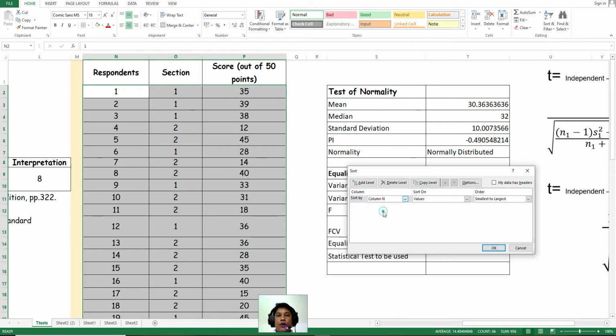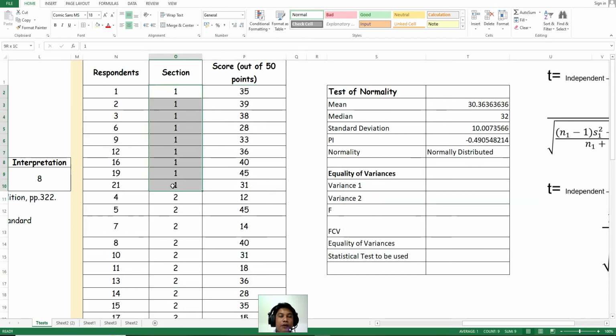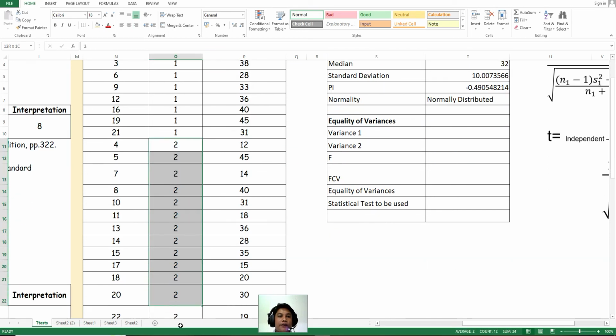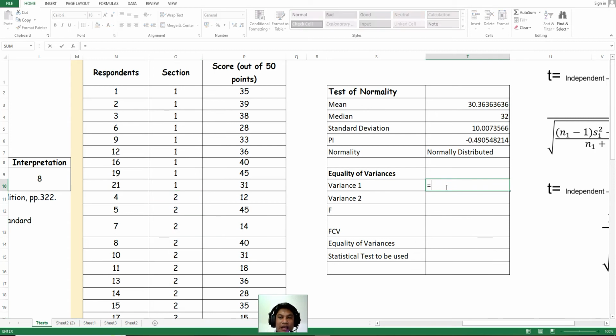So we will go to column O and sort smallest to largest. What you notice now is these are all 1, all section 1 students. We name the students: student 1, 2, 3, 6, 9, 12, 16, 19, and 21, and these are their corresponding scores. These are also the students from section 2. Again, we get the variance 1, that is equals var.s.